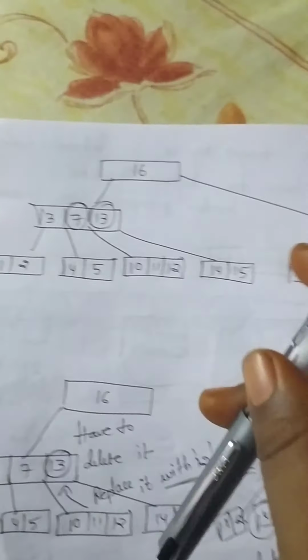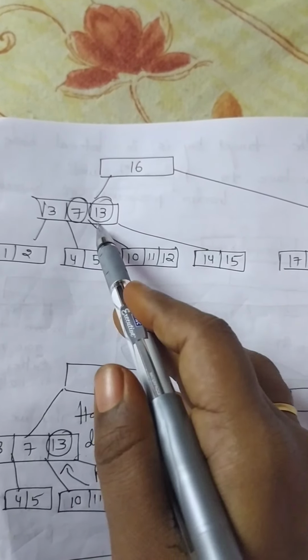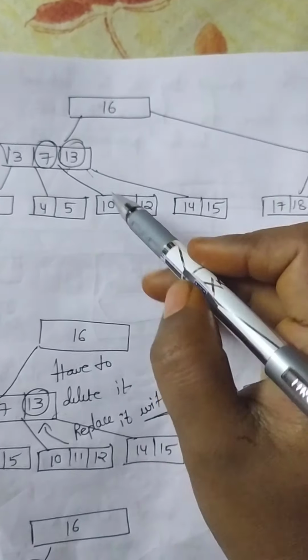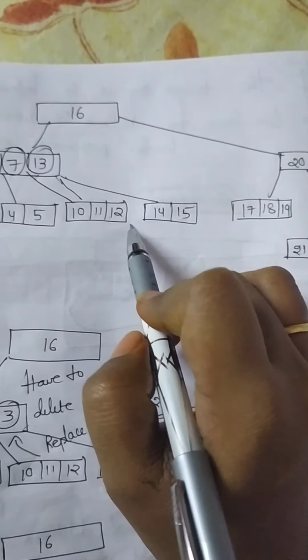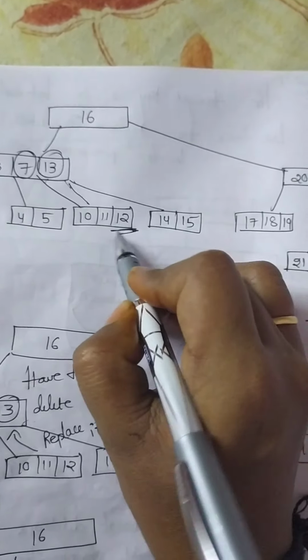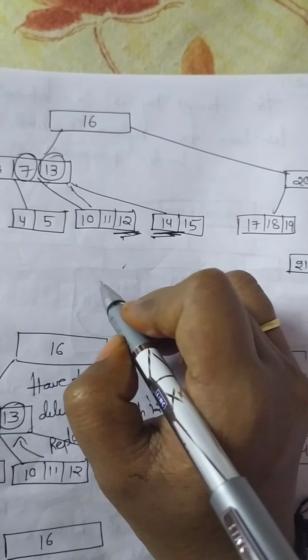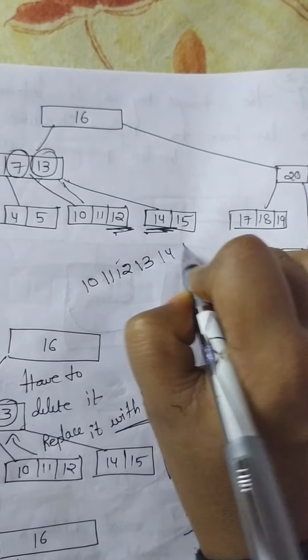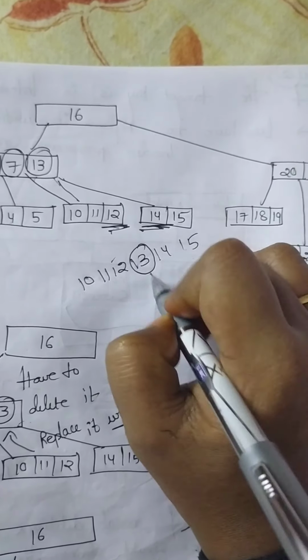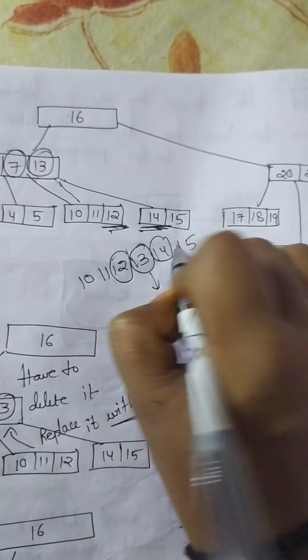Here we have to delete the 13. So we have to replace it with the in-order predecessor or in-order successor. Here 13's in-order predecessor is 12 and in-order successor is 14. Here we write it like this: 13, 14, 15. It is the target key, predecessor and successor.